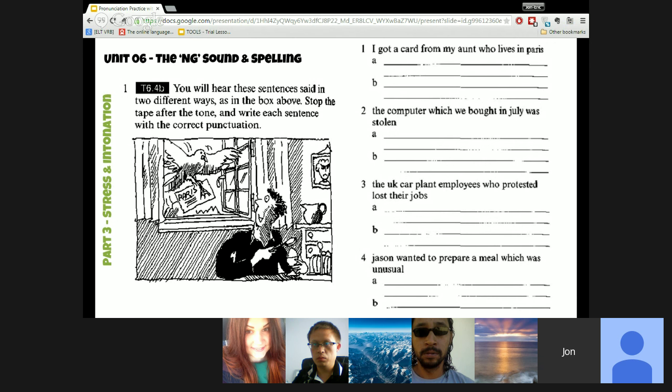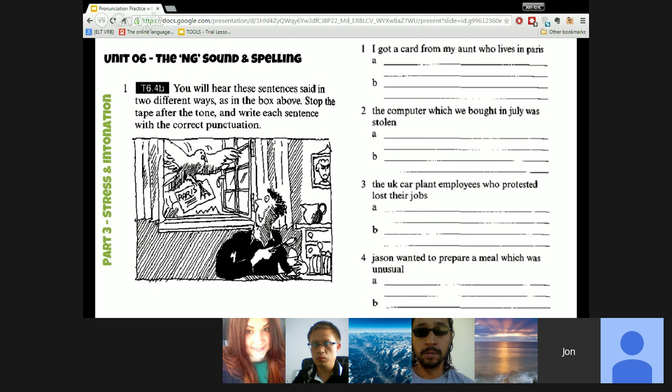Now, someone else, listen to number 2, A and B, again and tell me which sentence has the comma. 2A. The computer, which we bought in July, was stolen. Sentence 2B. The computer which we bought in July was stolen. Okay? What do you think? Class, who knows? Which sentence has a comma, A or B? Sentence A has the comma. Very good, very good.